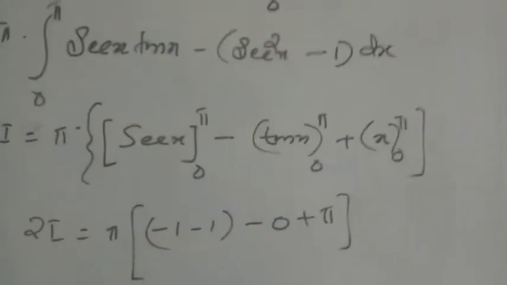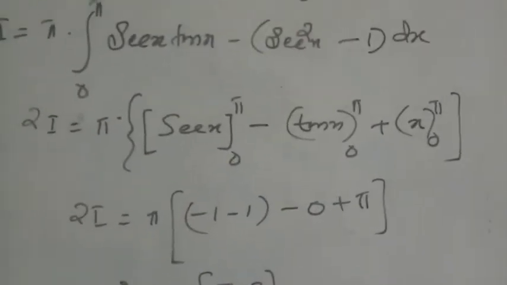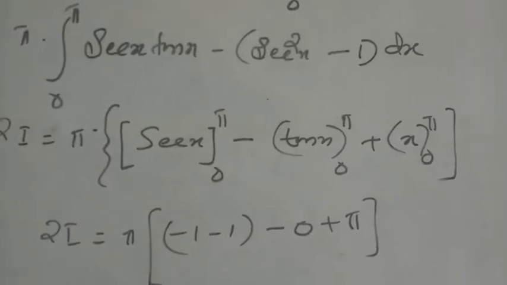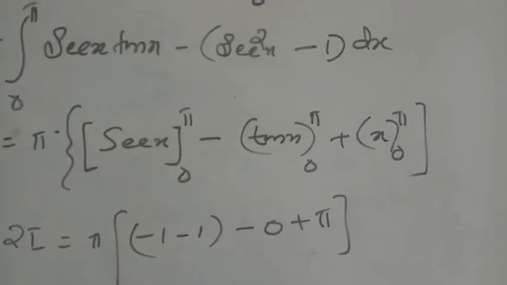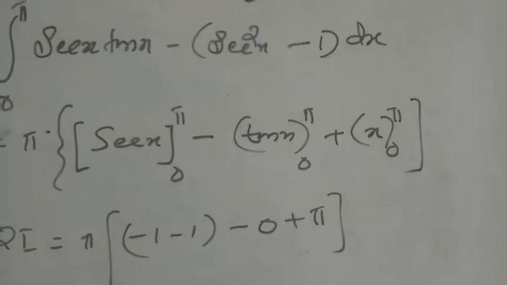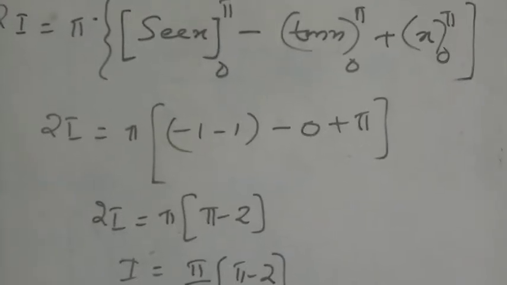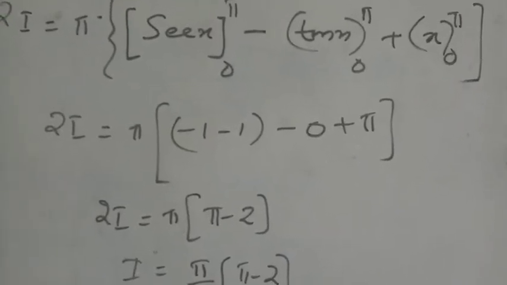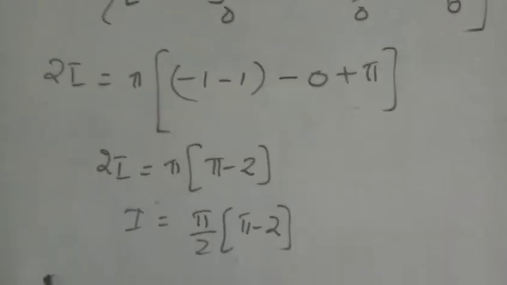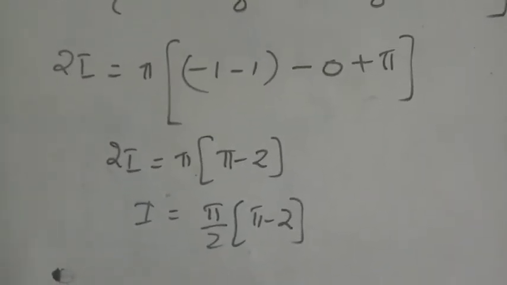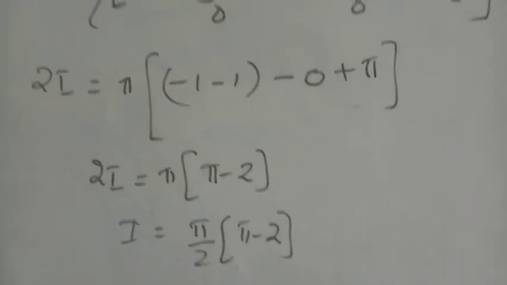Put the limit 0 to pi for all of them, and similar to the previous problem, sec pi minus sec 0 is minus 1 minus 1, and tan within the limit 0 to pi will be 0, and x within the limit 0 to pi will be pi. So the function inside the bracket is pi minus 2. So 2I is equal to pi into pi minus 2. So I is equal to pi by 2 into pi minus 2. This is a very important question. Okay.